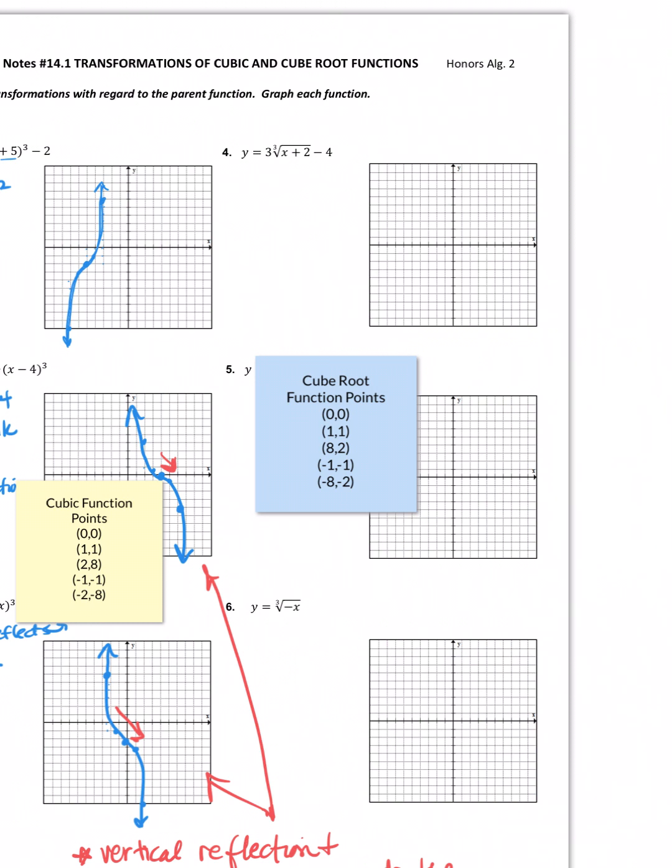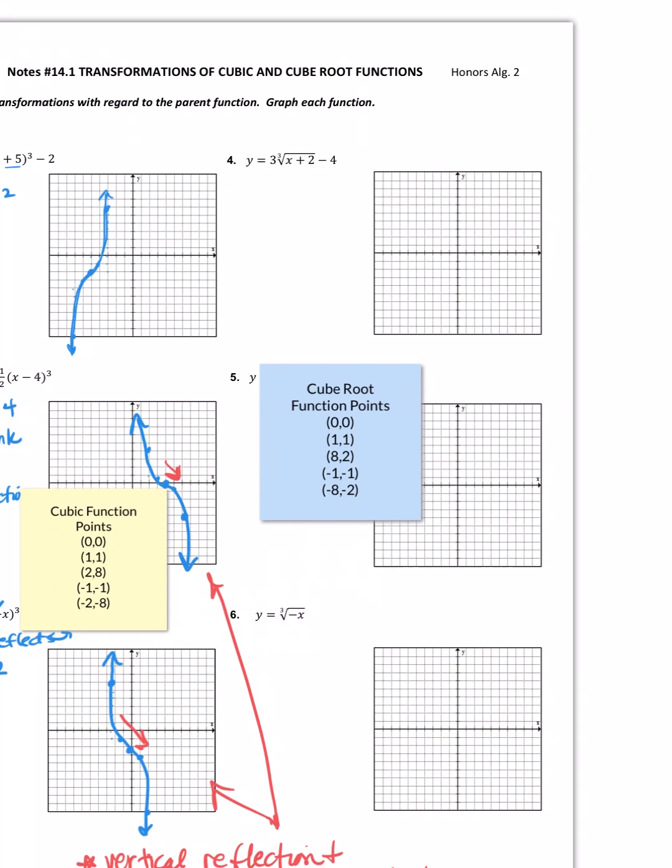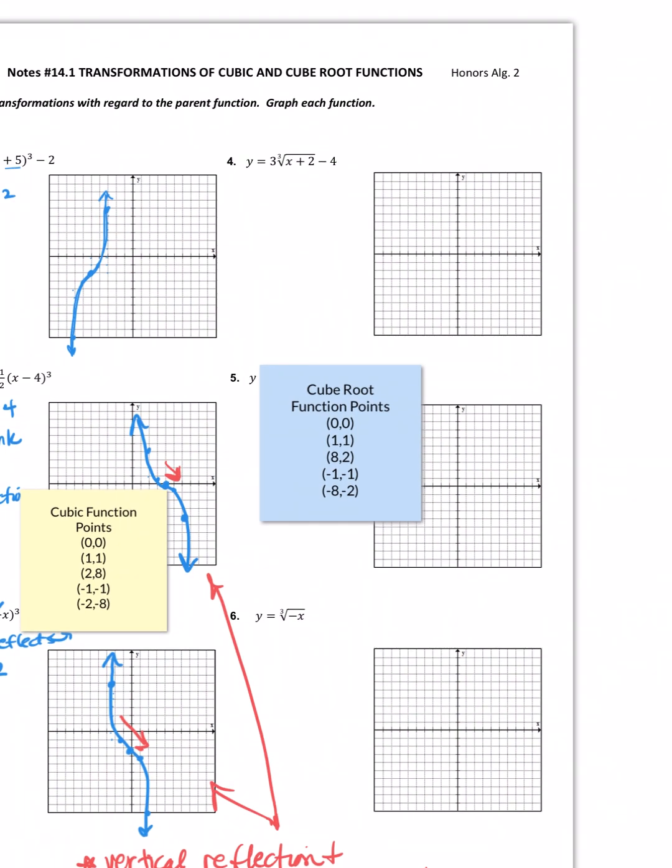Okay, so here's my cube root functions. Remember, they're just the inverse points, inverted x and y's of the original. So that's where I got these, okay? So the 3 is a vertical stretch by 3. The plus 2 means I'm moving left 2, and the 4 means I'm moving down 4 since it's negative. So the vertical means I'm going to take the y values and multiply them by 3 on my points here. All right, so let's look at this.